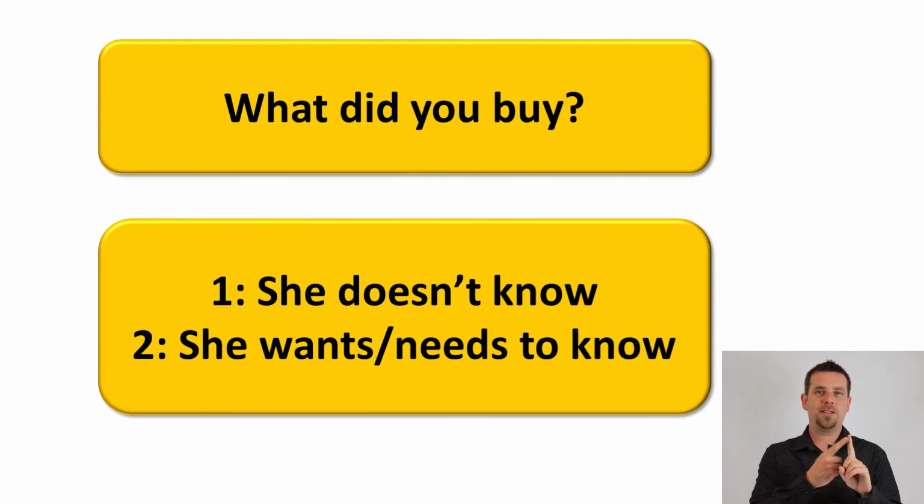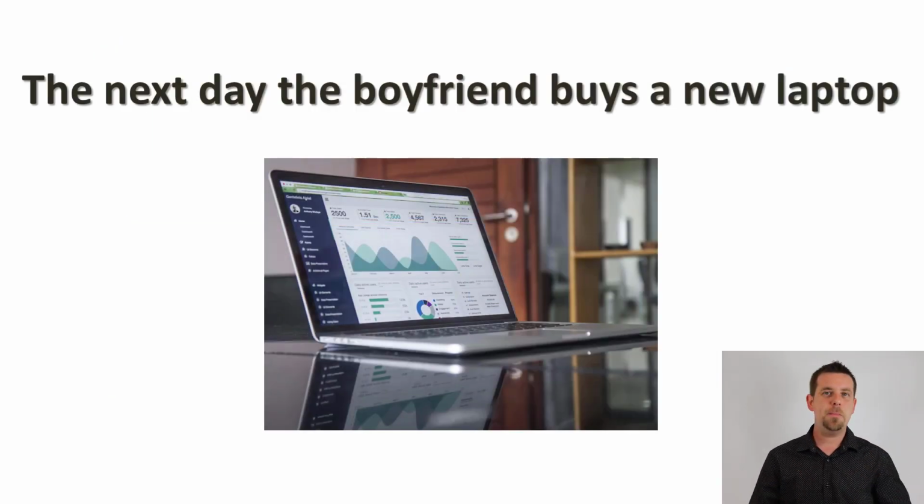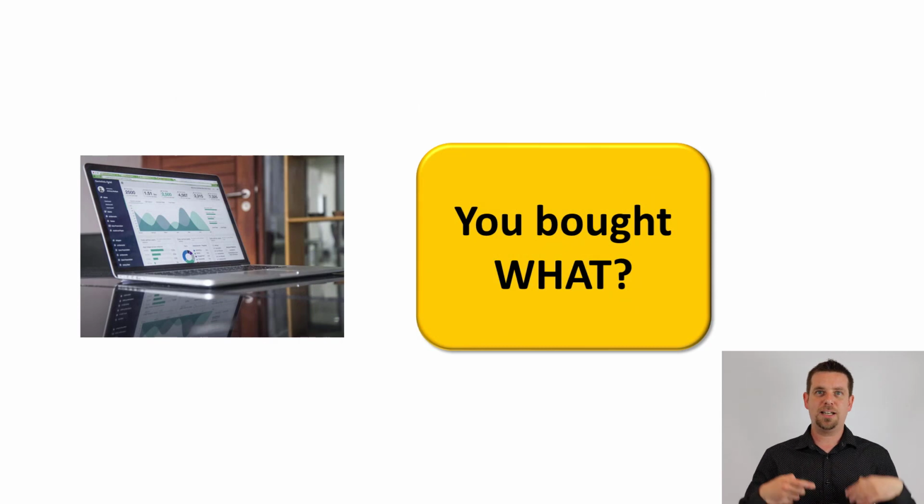Right? What did you buy? She doesn't know what is in the bag. She doesn't know what it is. It's a surprise, right? But she wants to know, or she needs to know. So in this case, we have the auxiliary verb do in the past did. Like, what did you buy? Because she doesn't know what's in the bag. Now imagine the next day, the boyfriend buys a new laptop, a new Mac laptop. When they previously agreed not to spend a lot of money, then suddenly it's a different situation. And the girlfriend says, "You bought what? You bought what? But we agreed not to spend money."